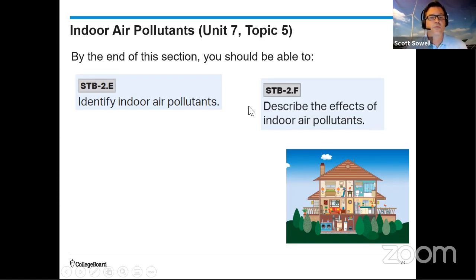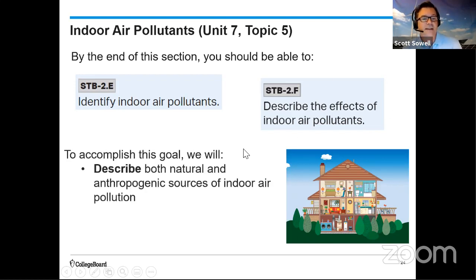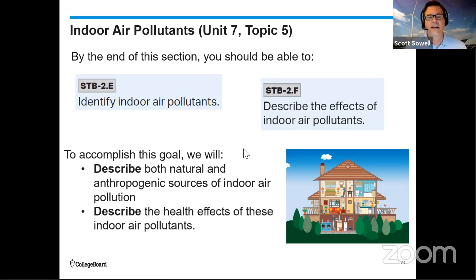So by the end of this section, the pattern is the same. We're going to identify the pollutants and then describe their effects. So we will look at both natural and anthropogenic sources of indoor air pollution, and then look at health effects of these pollutants on our body.